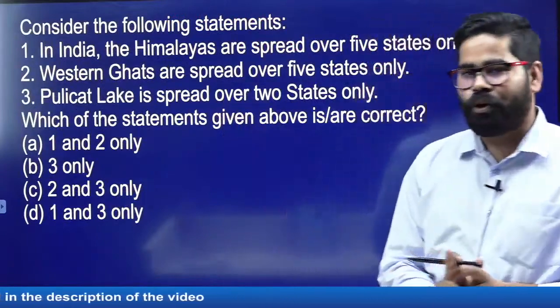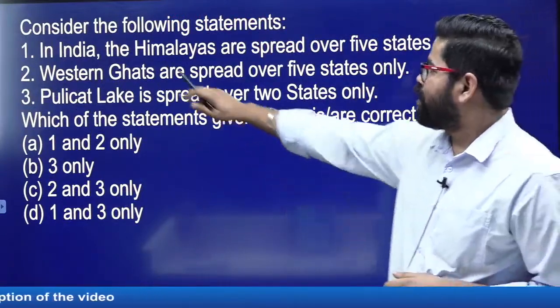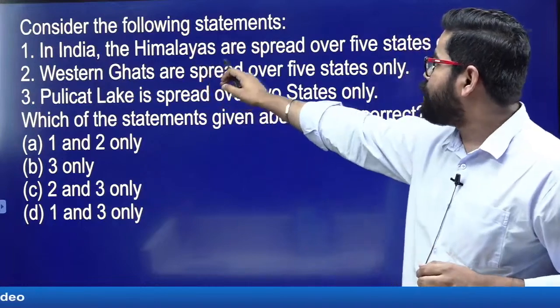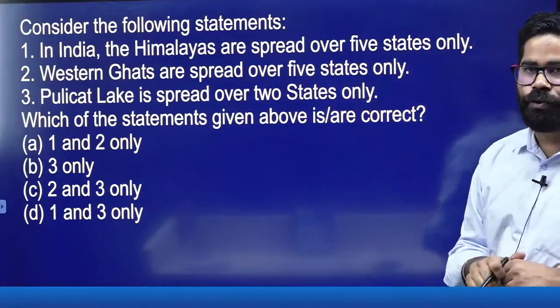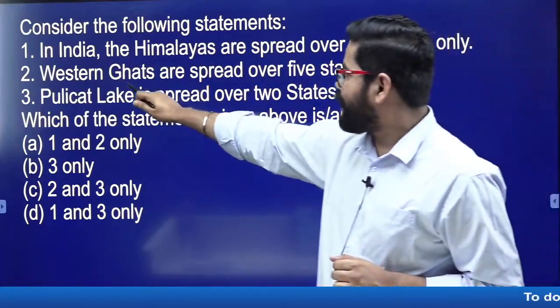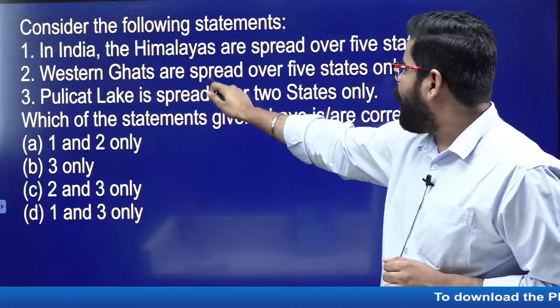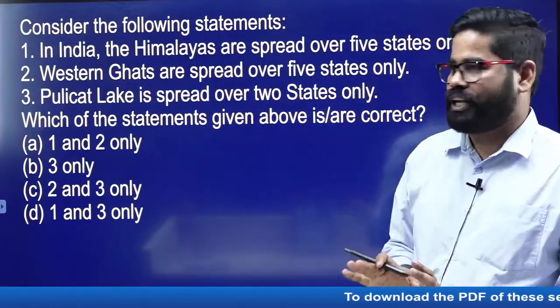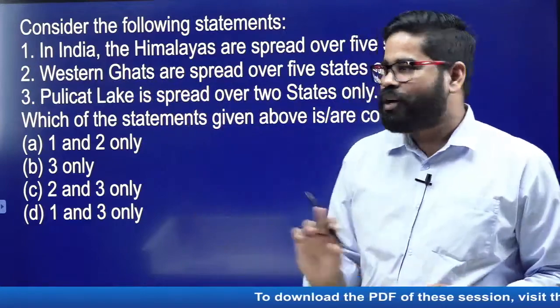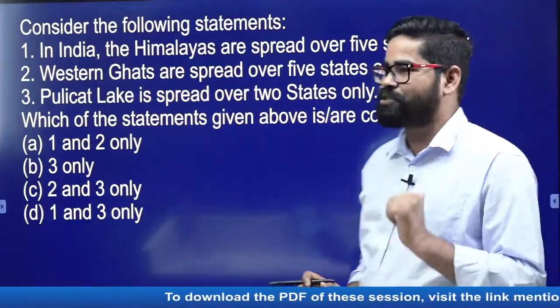See this one. It is also quite an easy question. It is asking, in India, the Himalayas are spread over 5 states only. The second statement is saying, Western Ghats are spread over 5 states only. And the third statement is saying, Pulicat Lake is spread over 2 states only.